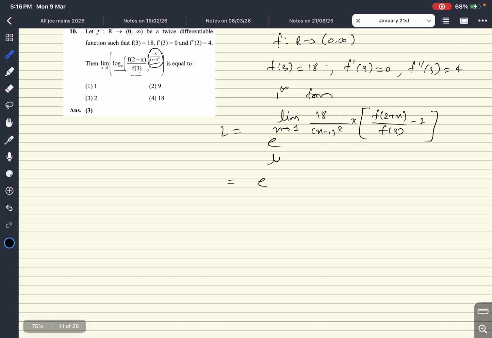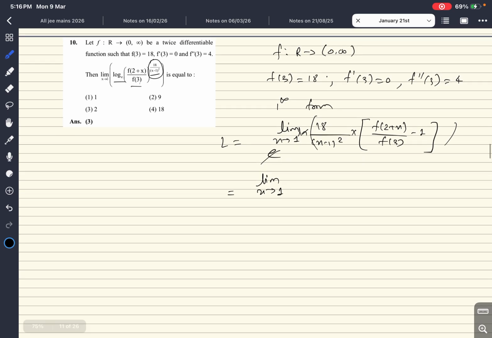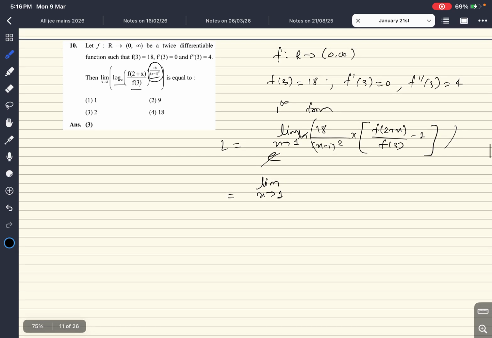e to the power limit x tends to 1. Okay, now it is in the form of ln. This total will be in terms of ln, so ln and e will be cancelled directly. Limit only remaining, limit x tends to 1. If you check it here, it is in the 0 by 0 form. If I put x equals 1 here, it is 0, 3 minus 3, 1 minus 1, 0.